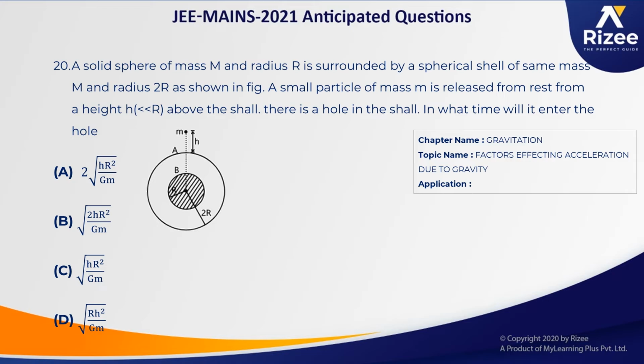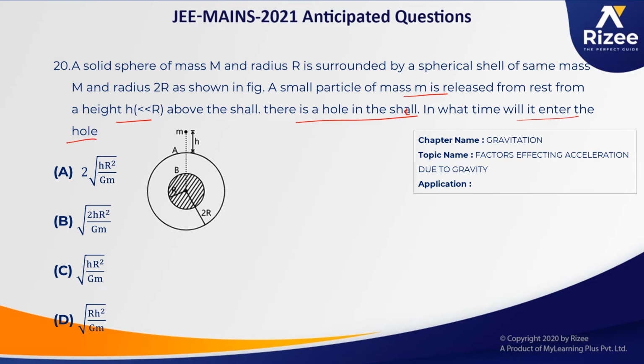So question number 20 is: a solid sphere of mass m and radius r is surrounded by a spherical shell of the same mass m and radius 2r, as shown in the figure. A small particle of mass small m is released from rest from a height h. There is a hole in the shell here. In what time will it enter the hole?